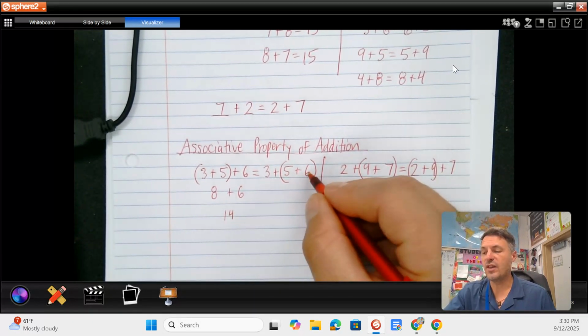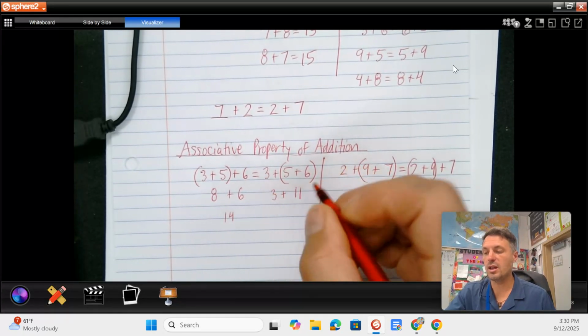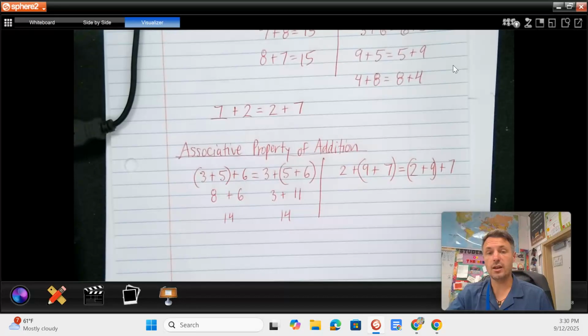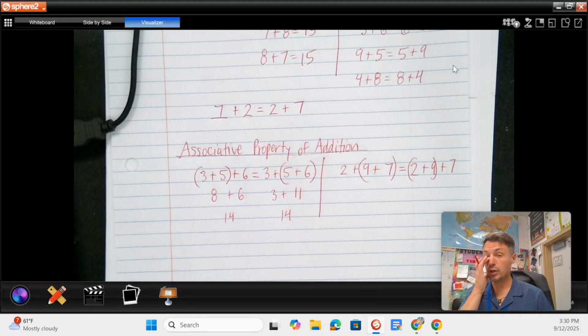Whereas here we'd add the 5 and the 6 first, and we'd get 11, and then we'd add that to the 3, and we'd still get 14. So you get 14 either way. It just changes the order in which you get that answer, but it doesn't change the answer itself.